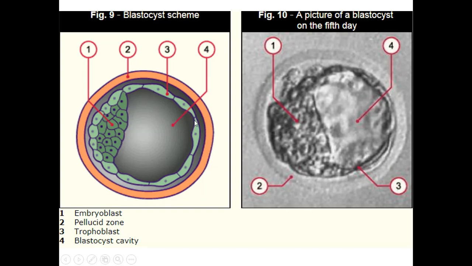The outer cell population will form the structure known as the trophoblast, and the inner cell population, or inner cell mass, is also known as the embryoblast, which is shown here.